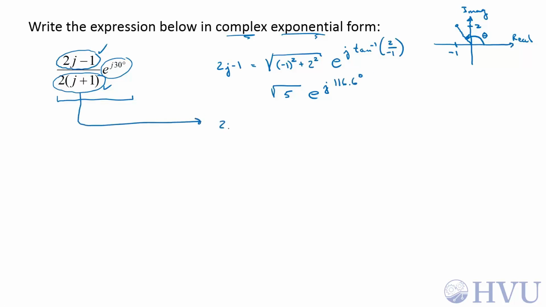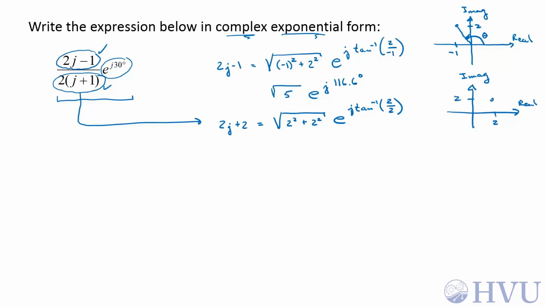Now let's convert the next number to polar form. So 2 times j plus 1 is 2j plus 2. That has a magnitude that's the square root of the real part squared, 2 squared, plus the imaginary part squared, which is also 2 squared. E to the j, inverse tangent of the imaginary part, 2, over the real part, 2. So this is arctangent of 1. If we check the quadrant, the real part's 2, the imaginary part's 2, our number's in the first quadrant, and our phase angle should turn out to be 45 degrees. So this becomes 2 times the square root of 2, e to the j 45 degrees.